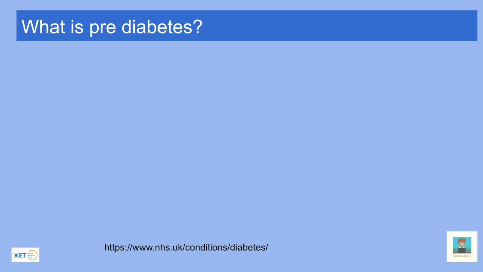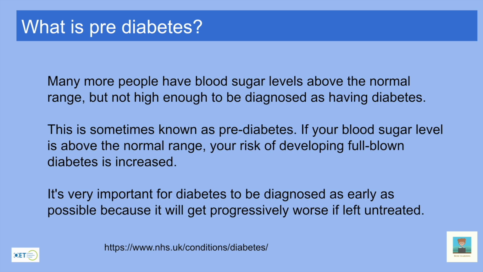Well, of course, prevention is much better than cure, and in the UK, there's a big pre-diabetes screening program. Many people have blood sugar levels above the normal range, but they're not high enough to be diagnosed as having diabetes. However, they are in that danger zone. This is sometimes known as pre-diabetes, and if your blood sugar level is above the normal range, then your risk of developing full-blown diabetes is increased.